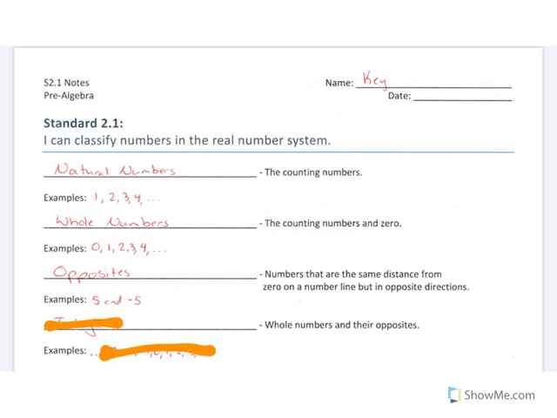If we take the whole numbers and we include their opposites, that makes our integers. And those are what we've been adding and subtracting and multiplying and dividing this semester so far, okay? So integers would look like negative 3, negative 2, negative 1, 0, 1, 2, and 3, the turning point of a number line.